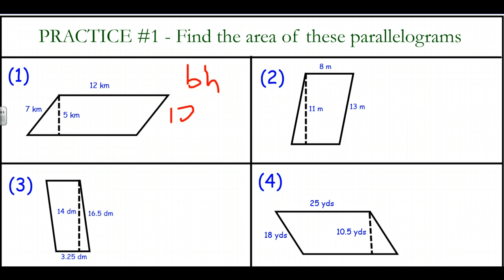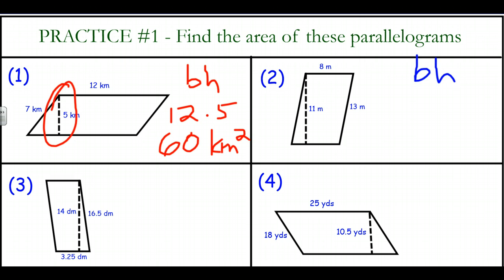The base is 12, the height is 5, because that's the height, the dotted line. And so the area is 60 square kilometers. For number two, base times height. The base is 8, the height is 11, so the area is 88 square meters.